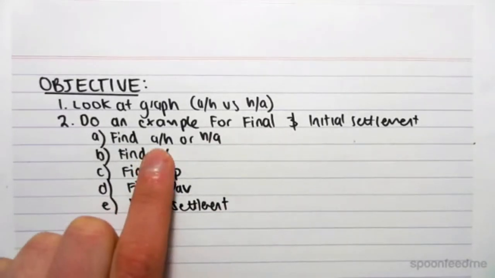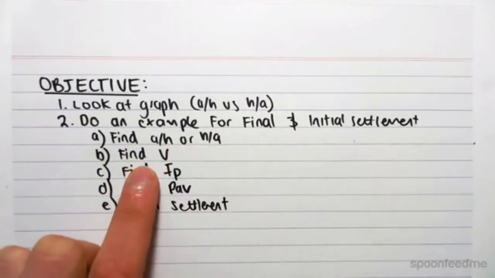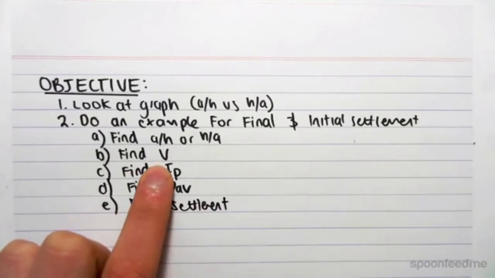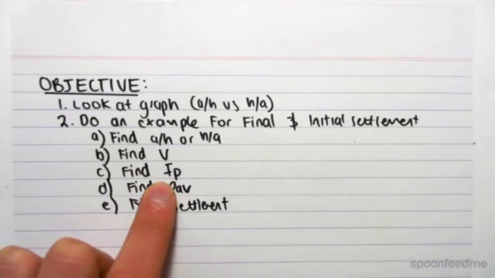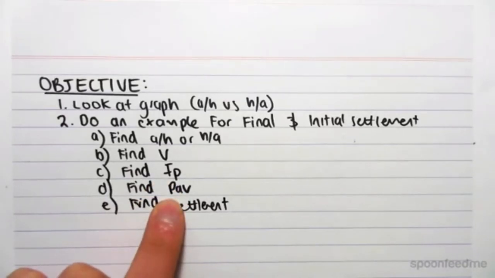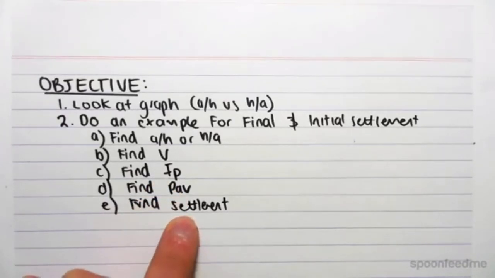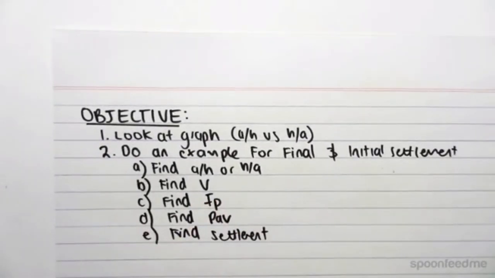We do that by finding A on H or H on A. We find V, the Poisson's ratio. That'll either be given to us or we're going to have to work it out. We're going to find IP, which is from the graph. We'll then find the average pressure, and then we can find the final settlement or the initial settlement, depending on what we're looking at. So let's just discuss this A on H, H on A.